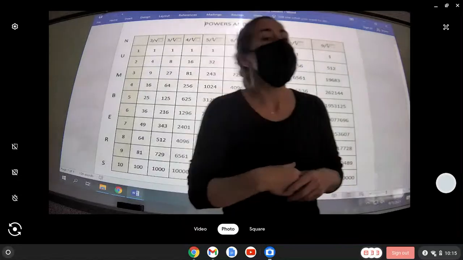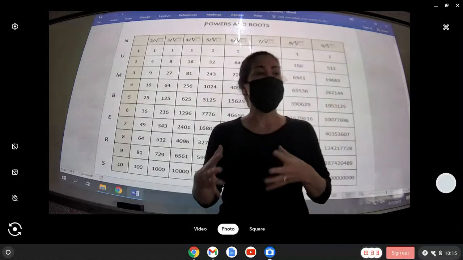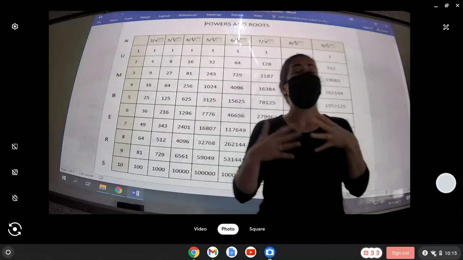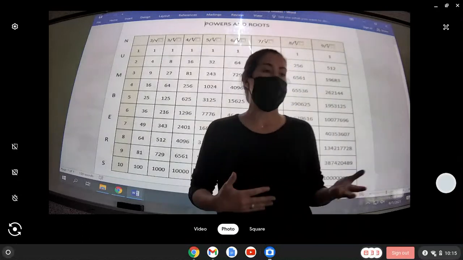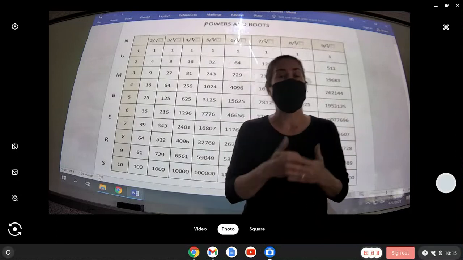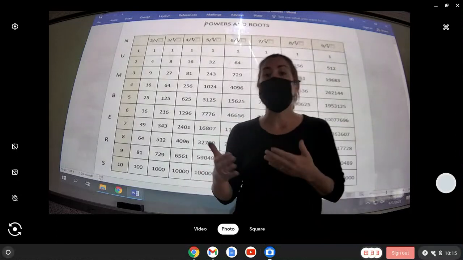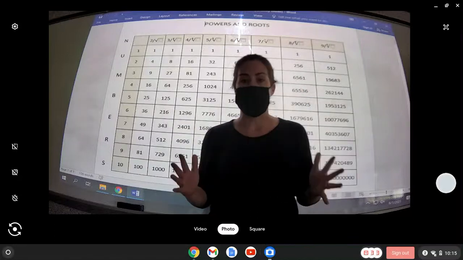What's going to happen this week is we spent last week reviewing how to simplify square roots, and then we saw how to simplify algebraic square roots, right? The square root of a number, the square root of a variable, and all that. We're going to do the exact same thing this week, except instead of doing it with square roots, now we're going to do it with third roots and fourth roots and fifth roots, etc.